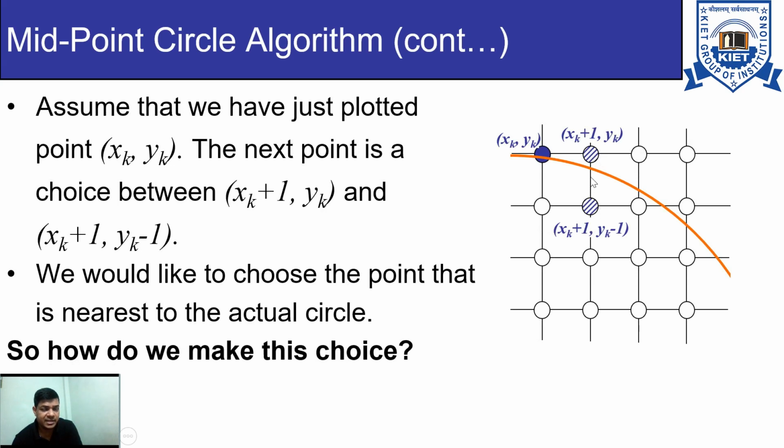Whenever you are choosing any midpoint between these two pixels, the value of x always remains the same, it is xk plus 1. And now what about the y value? The y value will be yk minus 1 by 2, because the point is between yk and yk minus 1. And obviously if a point is between yk and yk minus 1, then the midpoint will be at yk minus 1 by 2.